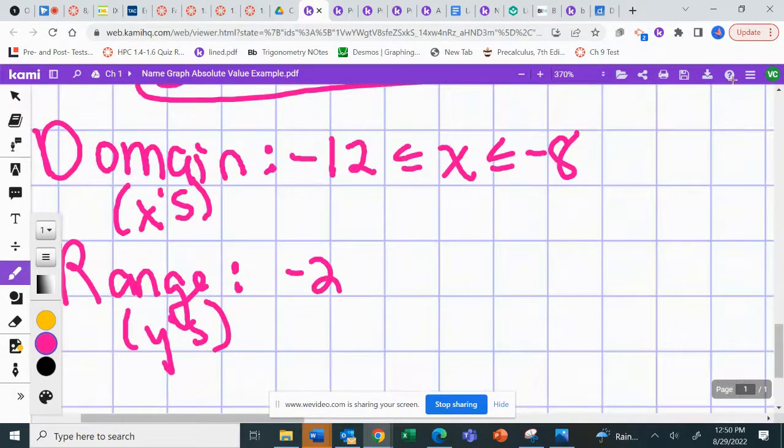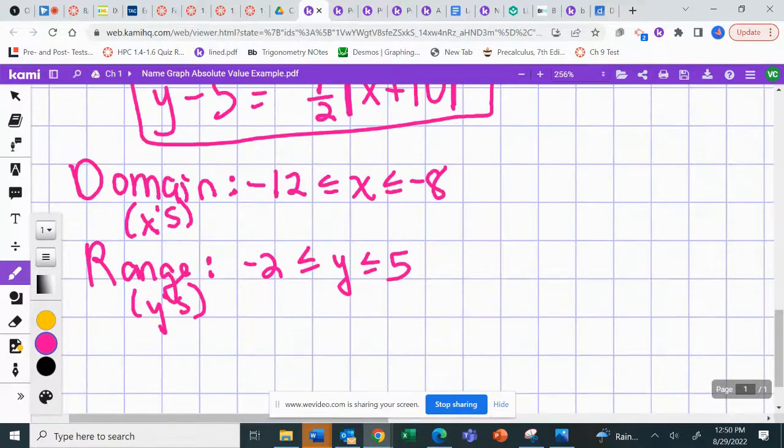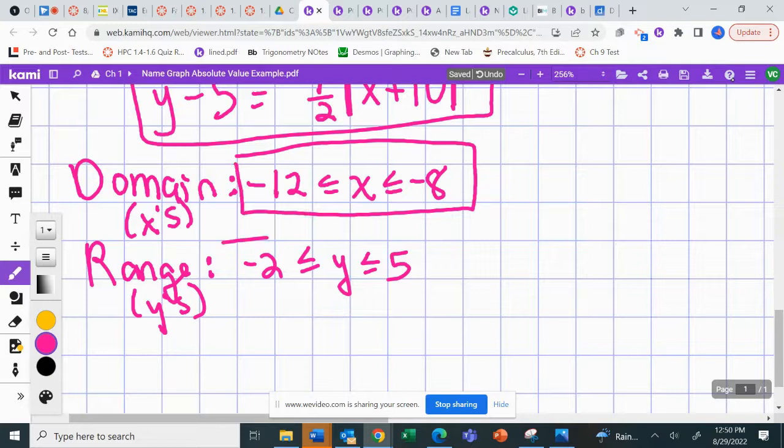So I write -2 ≤ y ≤ 5. We always write it in order from least to greatest. It's always less than or equal to. You have to do that for every equation on your project.